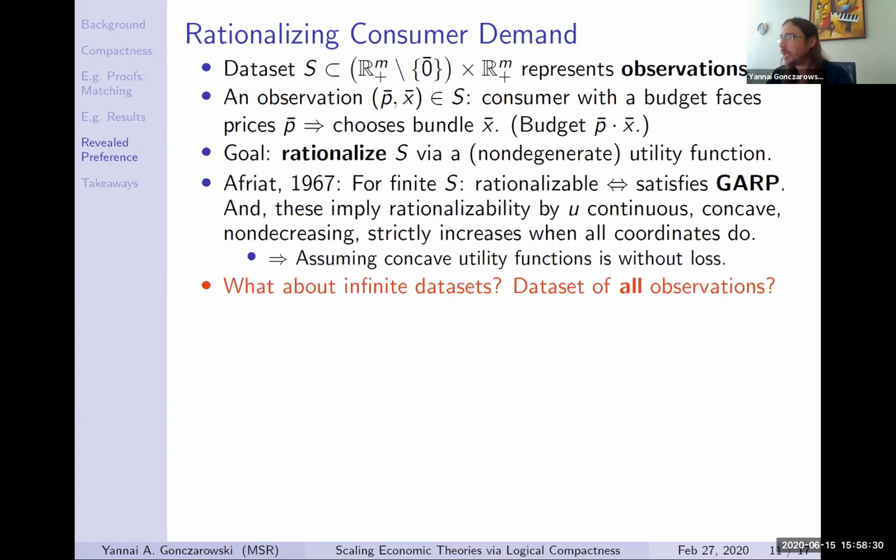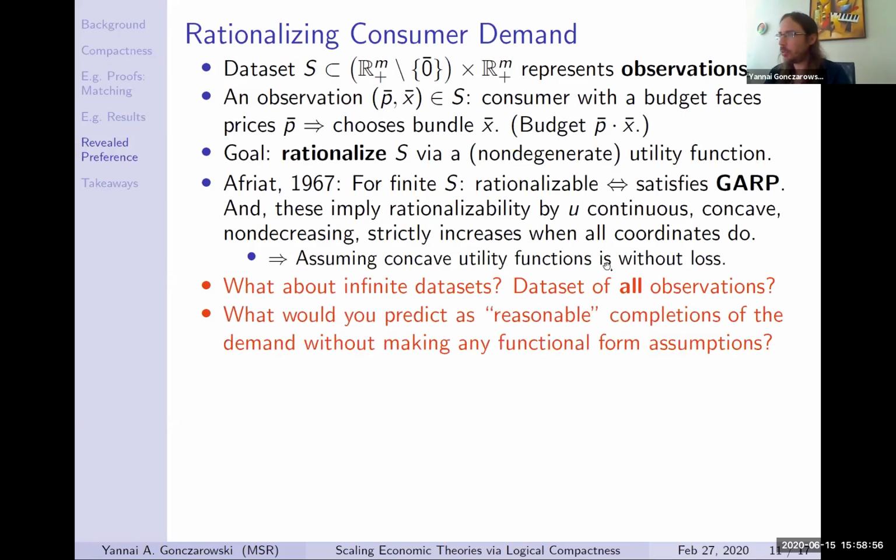What about infinite data sets? Why are infinite data sets interesting? For 2 reasons. First of all, what if you're given the data set of all observations? Is it true that you cannot rule out concavity even then? Is it true that it's rationalizable if and only if GARP? Even if you're hypothetically given all of the observations of the world, if data quality is not an issue, do the same things still happen?